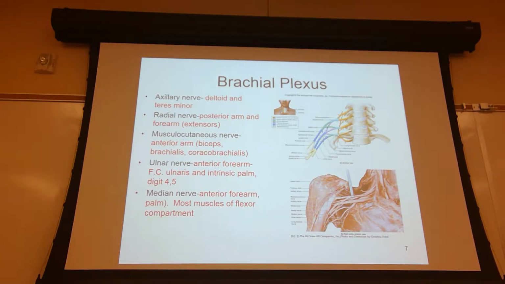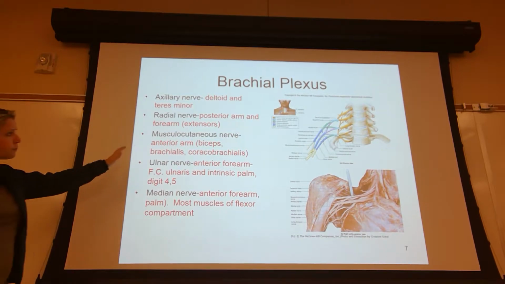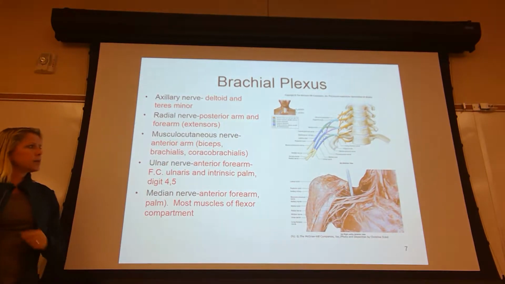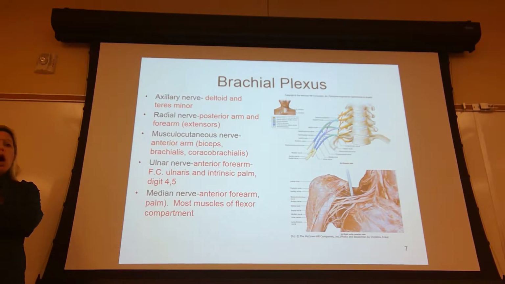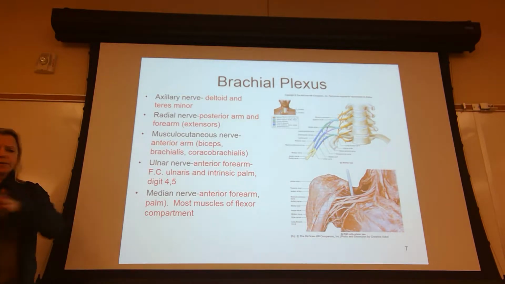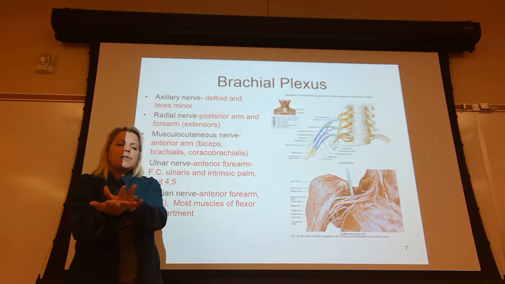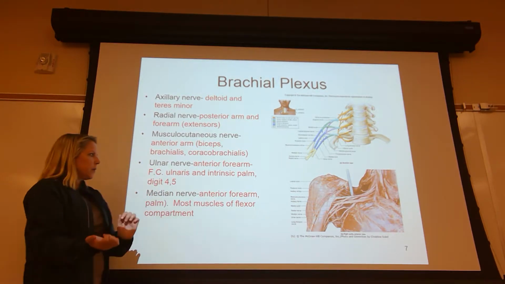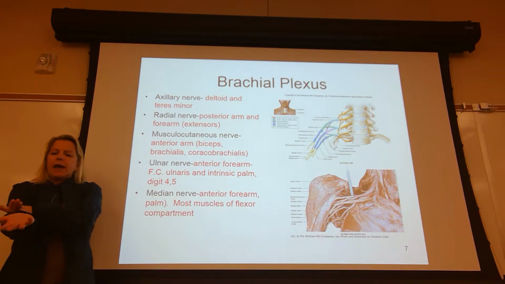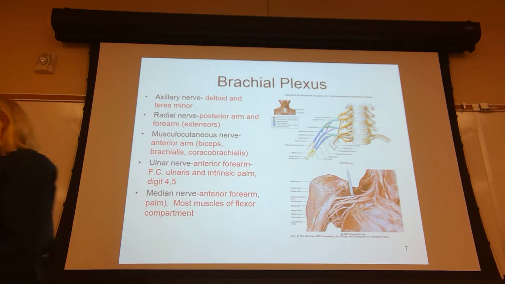Radial nerve serves all of the posterior arm and forearm. Those are all, remember lab 2, your extensors. So if you have damage to your radial nerve, you won't be able to extend anything. Musculocutaneous nerve is going to serve the anterior arm. So these are all your flexors at the elbow. Ulnar nerve is going to get the anterior forearm, and in your hand, digits 5, 4, a little bit of 3. Median nerve is going to get the other part of the anterior forearm.